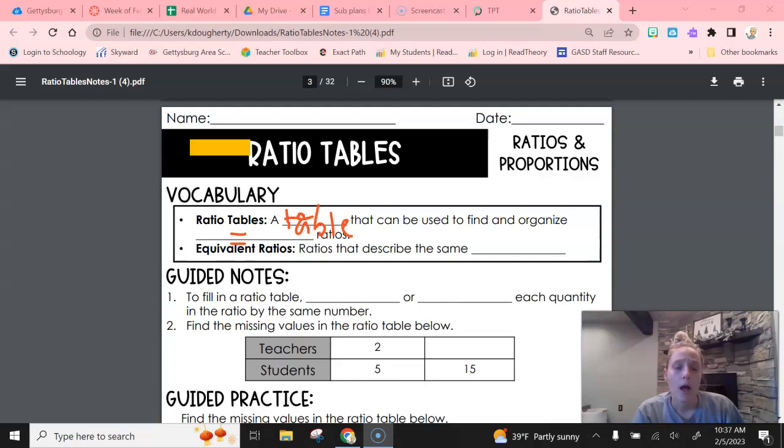Okay, equivalent ratios are ratios that describe the same what? This is relationship. Relationship. This is not the relationship like you and your boyfriend and your girlfriend. This is just comparing two different ratios. Okay? All right.